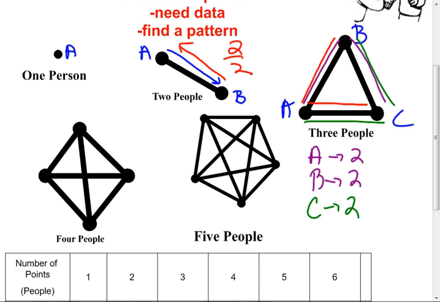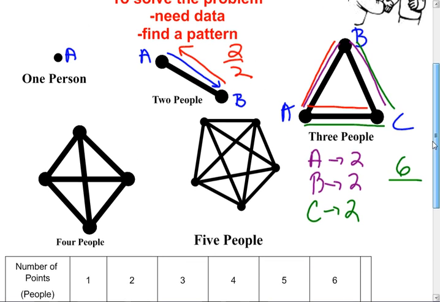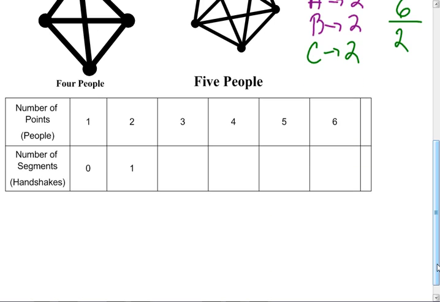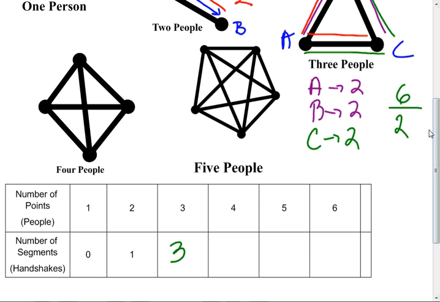I'm looking for some patterns here. So that's 6. However, I have my duplicates. You see the duplicates in color now? So I got to divide by 2. So that's 3. Not nowhere close to seeing a pattern. So let's do 4 people.